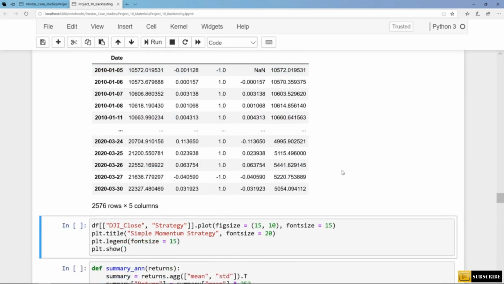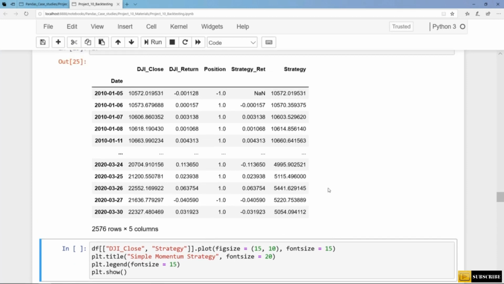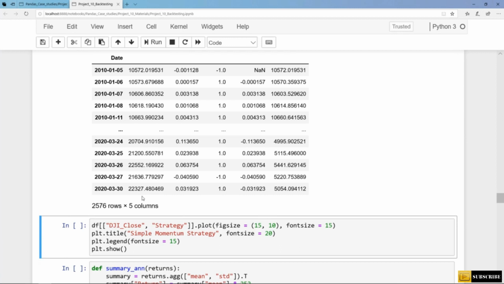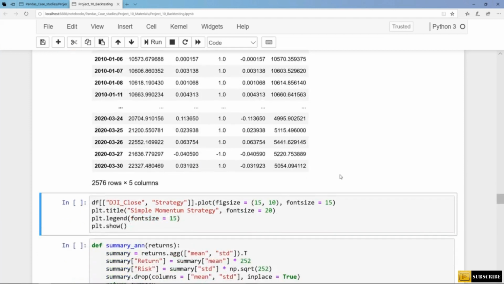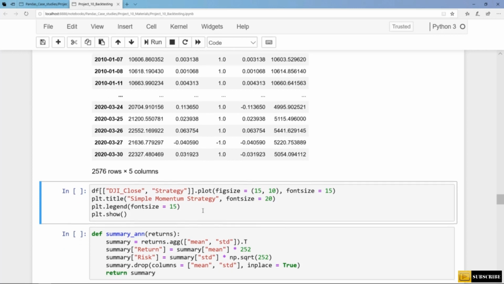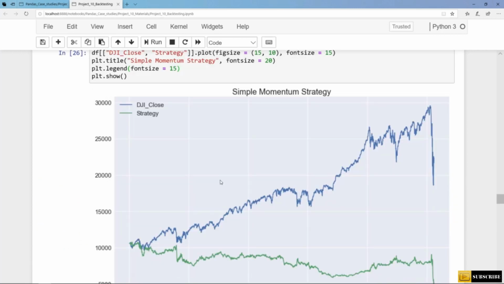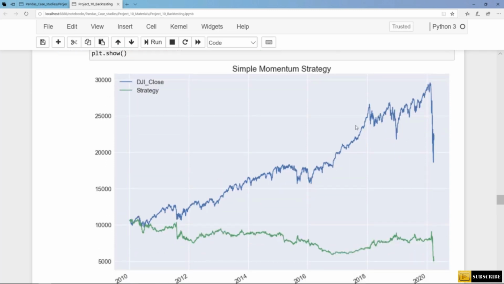So at the end of March, we are left with 5,000. And compared to that, with our buy and hold strategy, we would have 22,000. And it definitely makes sense to visualize and compare both strategies. So we select the prices for the Dow Jones Index and our strategy. And here we have in blue the prices for the Dow Jones Index. So this is nothing new, simply buy and hold. And in green, the price chart for our momentum strategy. And it's pretty clear that our strategy underperforms the basic strategy.